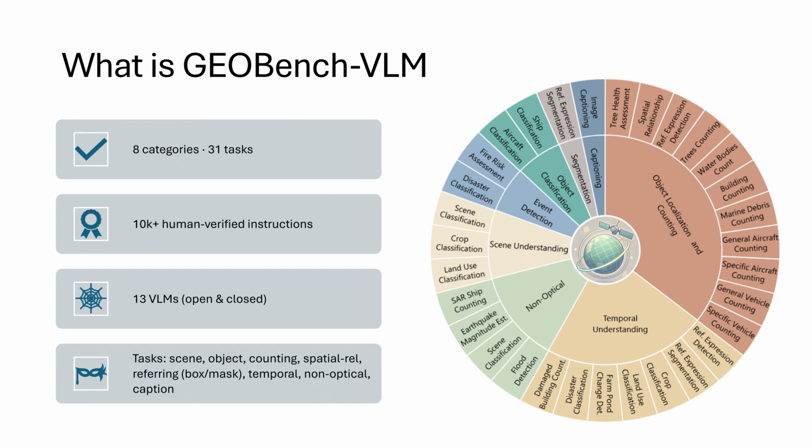GeoBench-VLM spans 8 categories and 31 tasks. You can see them in the sunburst on the right. We built 10,000-plus human-verified instructions, so scores are trustworthy, and we evaluate 13 VLMs, both open and closed.